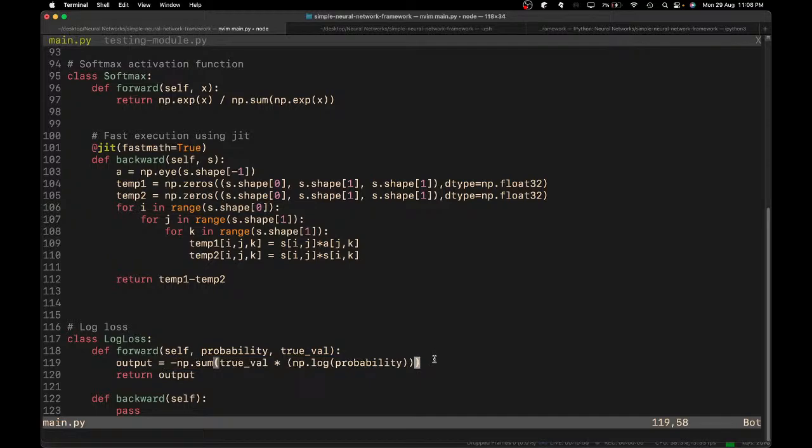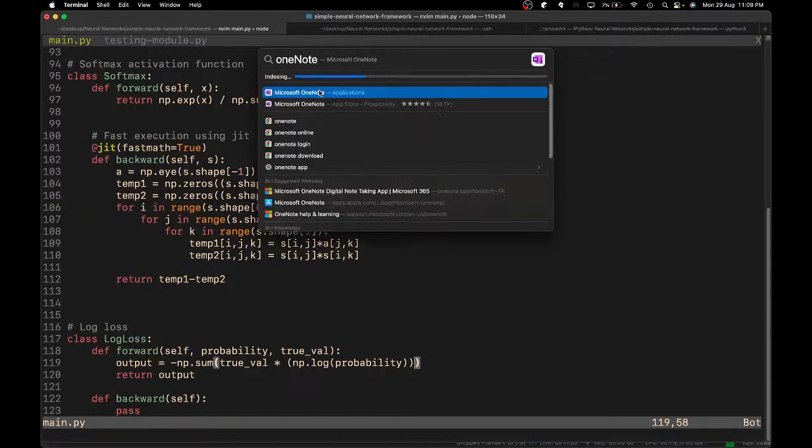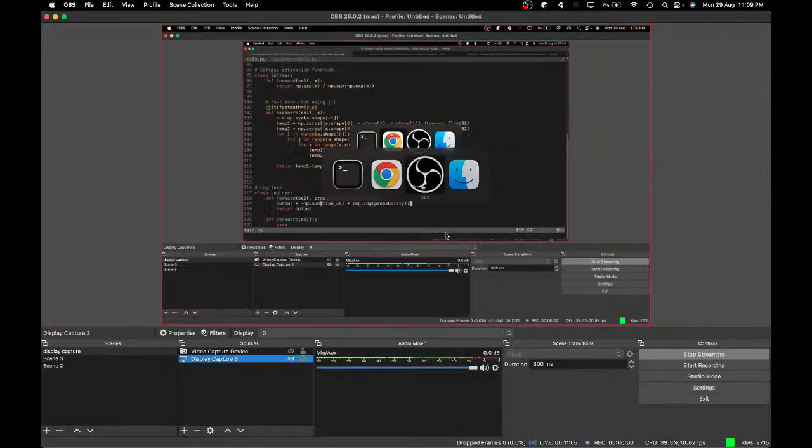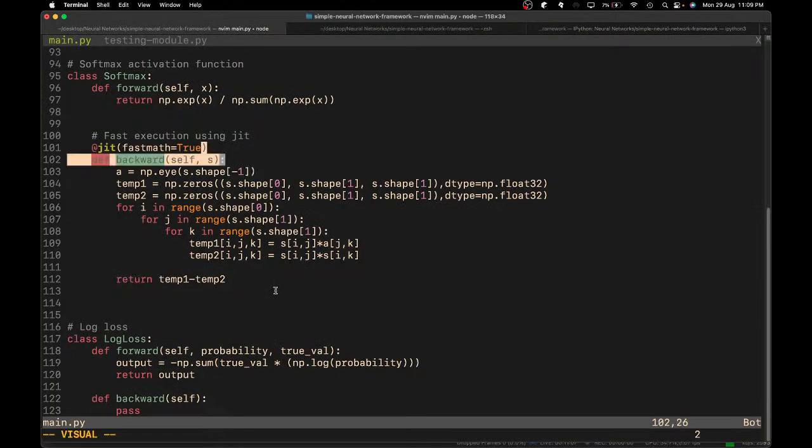So in this case, we gotta find this derivative. Now I would prefer that I write it down. I can't just look at Python code and calculate differentials. So let's use OneNote, write stuff down. Obviously, I don't know if I'm gonna be able to do this or not. I'm not good at calculus at all. So yeah.